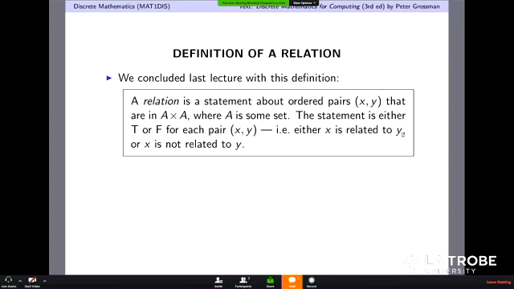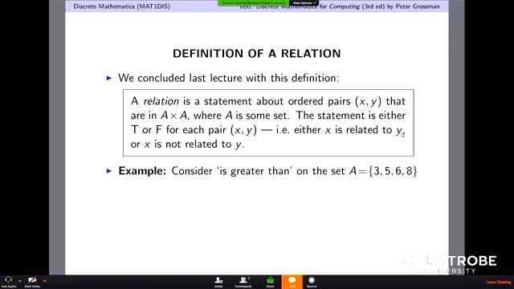So this is what we concluded in the previous lecture. Therein we said a relation is a statement about ordered pairs xy that are in the same type of collection, I mean A cross A. The statement is either true or false for each pair xy. Either x is related to y or x is not related to y. Okay. So relation is the property that we define.